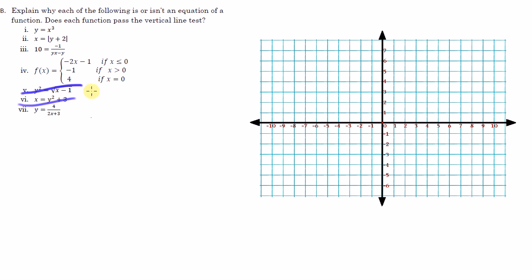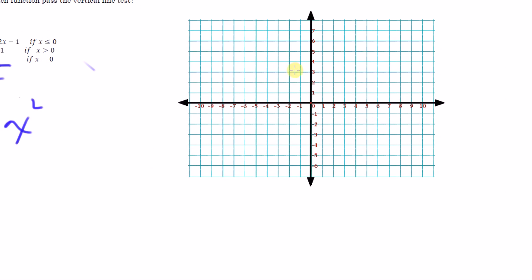And it sucks because I wanted to show one that wasn't a one-to-one function. So let's just look at this one. So y equals x squared, and we'll just go ahead and graph that. So negative 2, we're at 4, and 2, we're at 4. So we got something like this. So it passes the vertical line test.